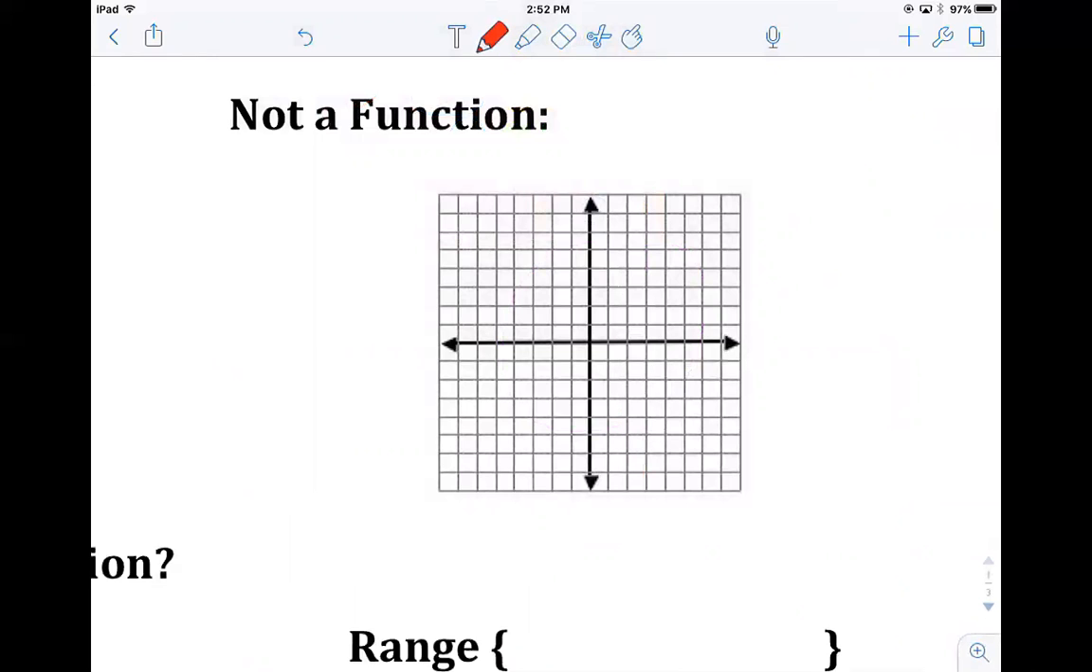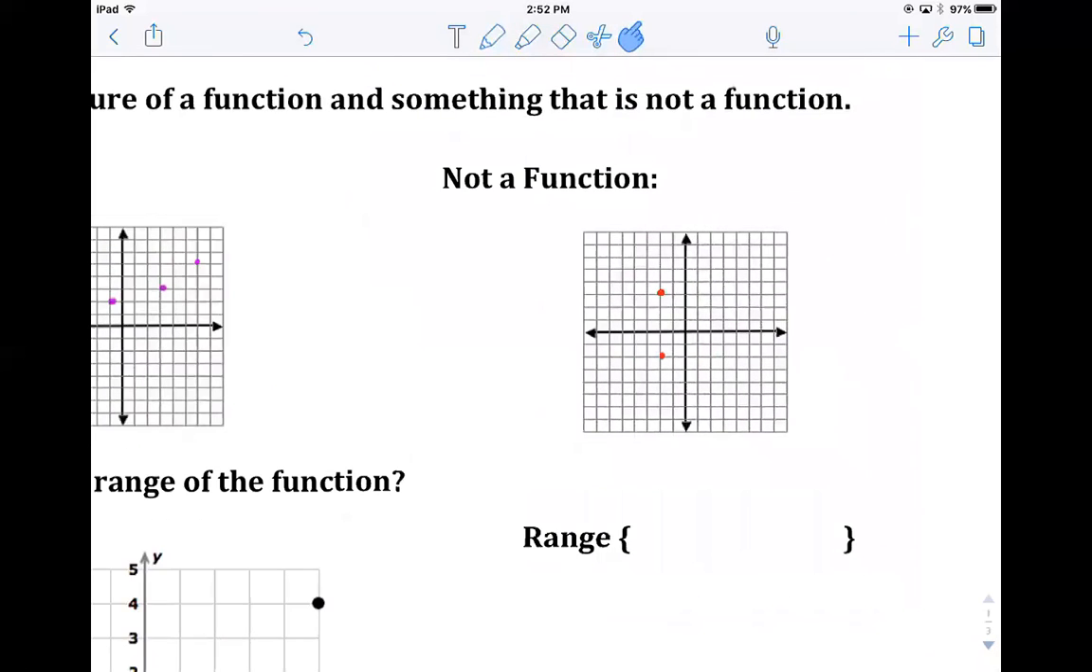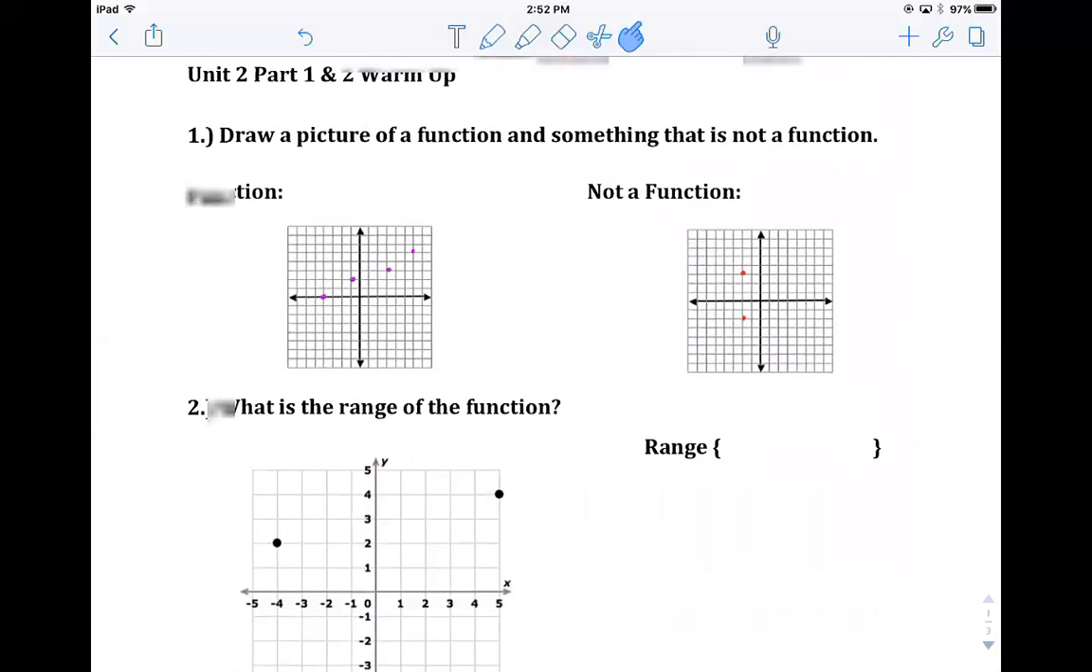Somebody in class drew something like this. That wouldn't be a function. Again, if you want to go with just the points, if you have them lined up like so, that would not be a function. So to be a function, for every input, there is only one output.